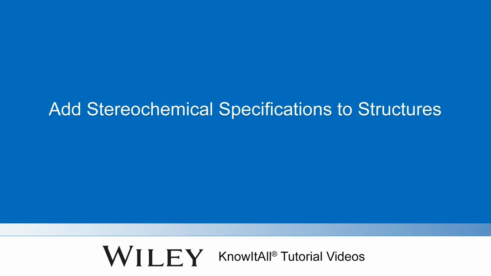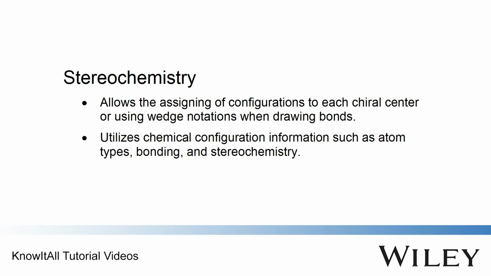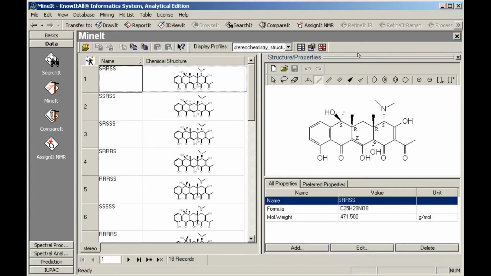Welcome to a demonstration of how to add stereochemical specifications to a structure in a user database in the KNOWITALL informatics system. You can use drawing tools to assign configurations to each chiral center and use wedge notations when drawing bonds. This capability allows you to add chemical configuration information such as atom types, bonding, and stereochemistry to structures stored in user databases. We begin with a user database with structures open in a MineIt application.